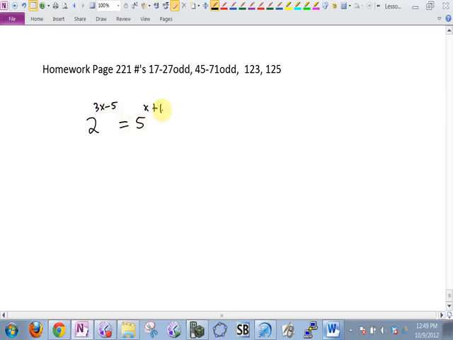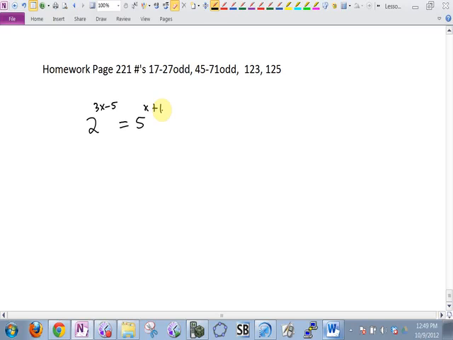How would you solve that equation? 2 to the 3x minus 5 equals 5 to the x plus 1. Can I rewrite both sides as a power of 2 or power of 5? Or powers of some other number? Yeah. That one-to-one property is not going to work.